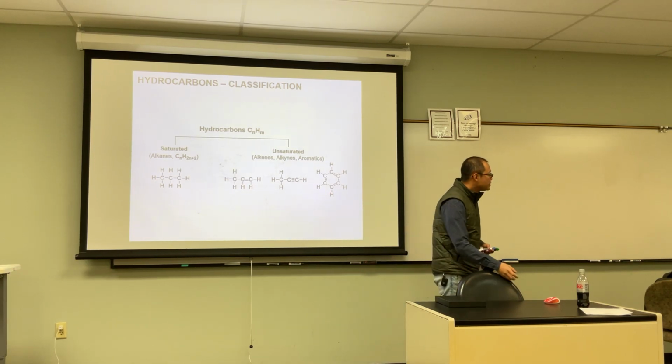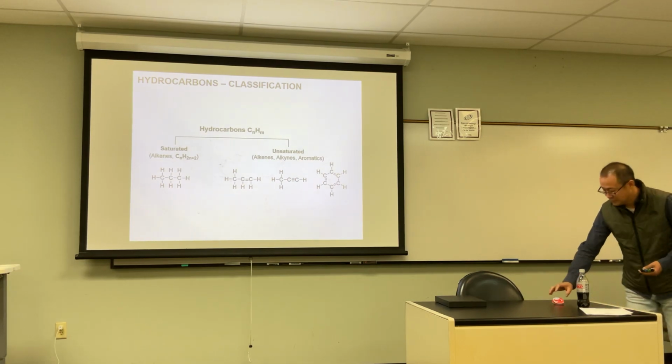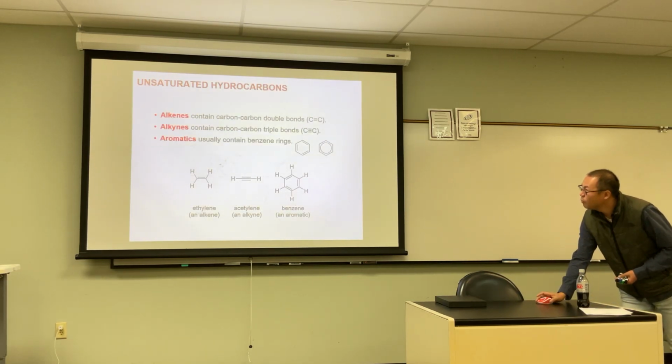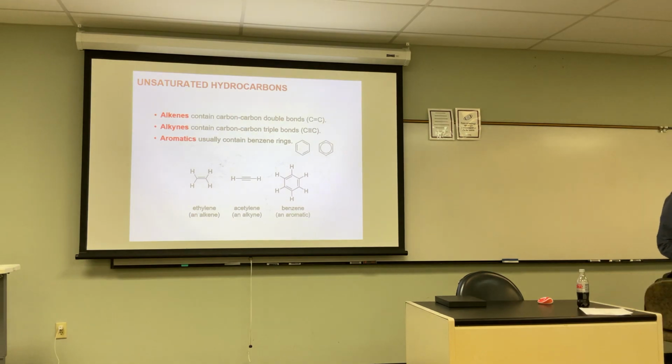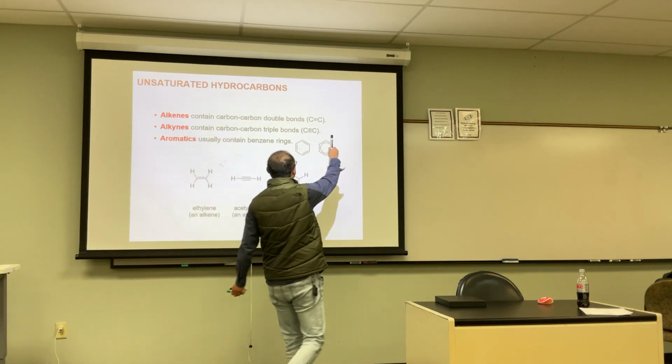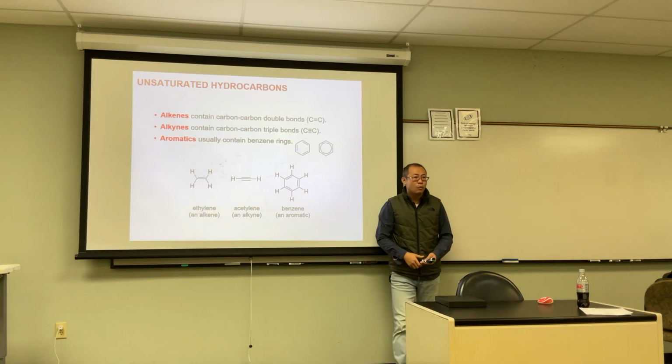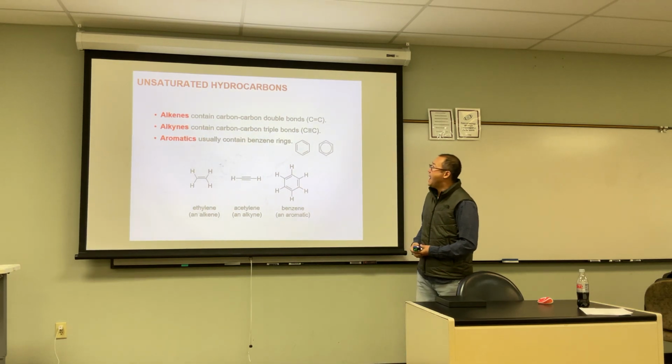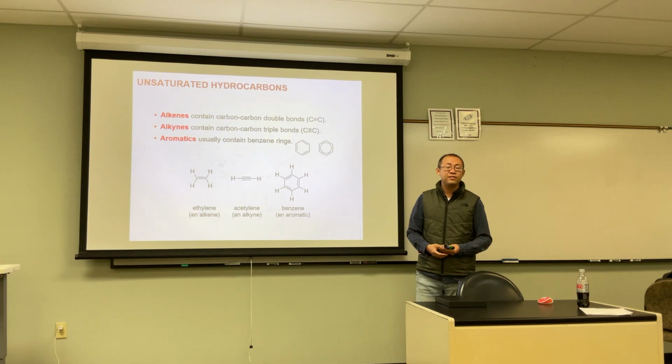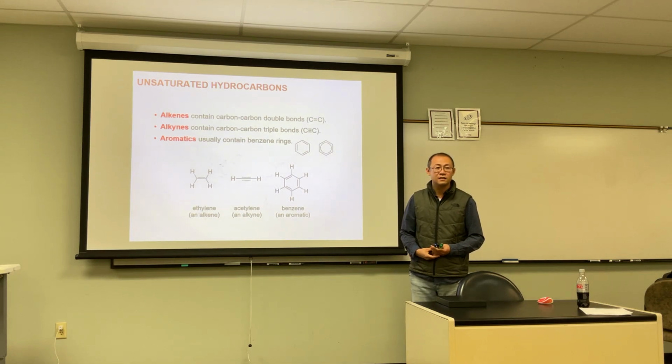Okay, so first let's take a look at unsaturated hydrocarbons. What are they? The first type of unsaturated hydrocarbons are the ones containing carbon-carbon double bonds. And when you see a CC with 2 lines, it means there's a double bond. We call those unsaturated hydrocarbons alkenes. They end with E-N-E, alkenes.